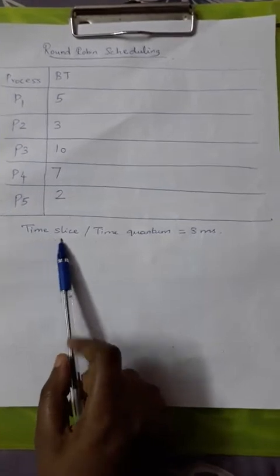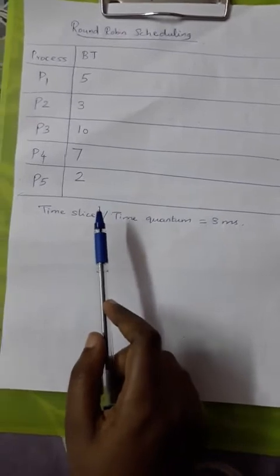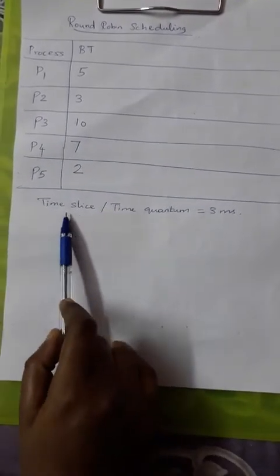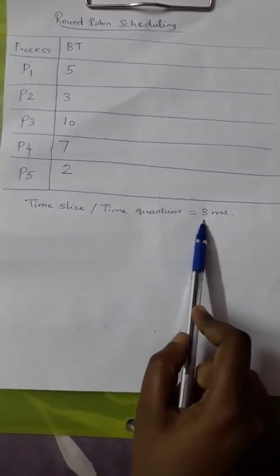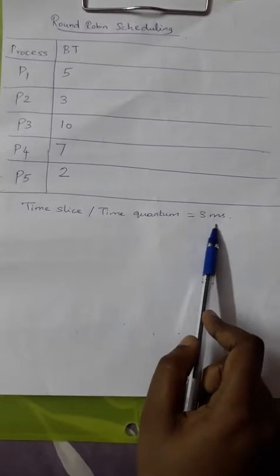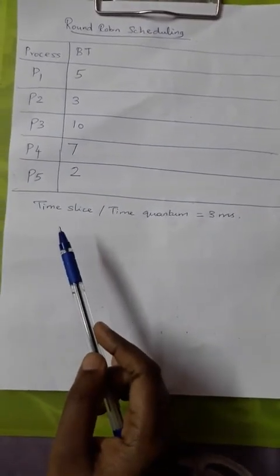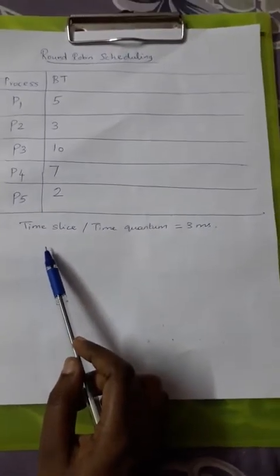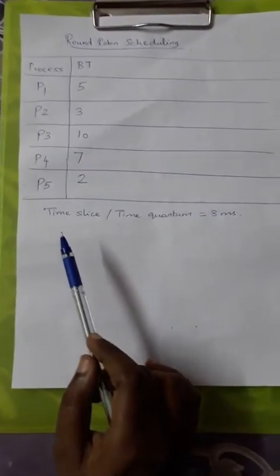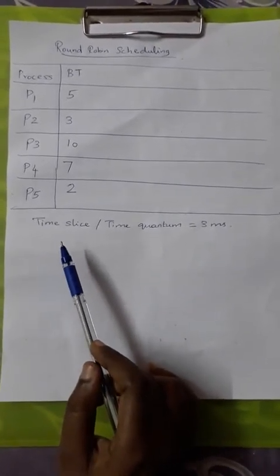Then, how will this round robin scheduling execute the processes? Here we will have a time slice or time quantum. That will be a value of 3 millisecond or 4 millisecond. For every time slice, each and every process will be executing once. After completing the particular time slice period, all the processes will repeat their execution again. Now we will see an example problem.